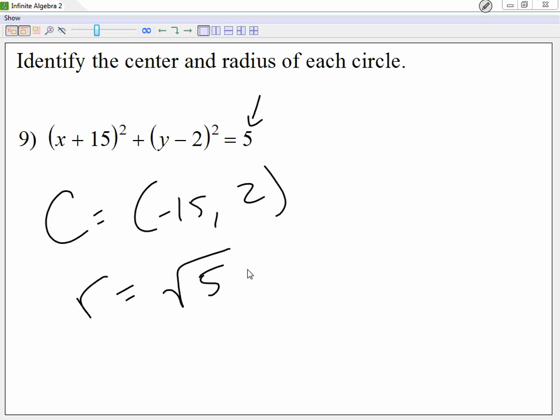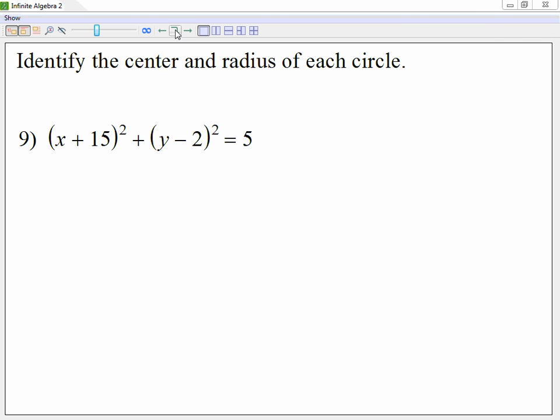So any questions up until 16? Number 8? All right, let's go back to 8.